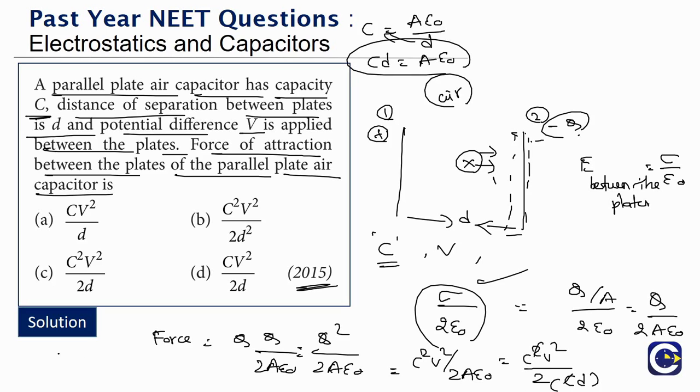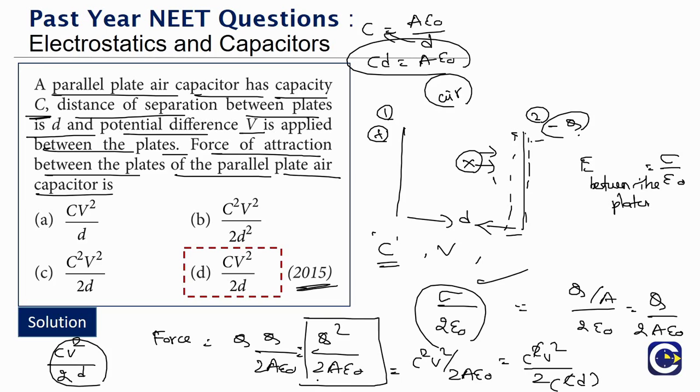So what is the final answer? Only one C will be remaining in the numerator. CV square by 2D. So what is the correct answer? It is option D, CV square by 2D. So we are able to get the force expression. Generally what we'll remember, the force acting on any capacitor plate due to the other plate, is Q square by 2A epsilon naught. This is the formula that we'll generally remember. But in this question, Q is not given, A is not given. We have to express the value in terms of the others.